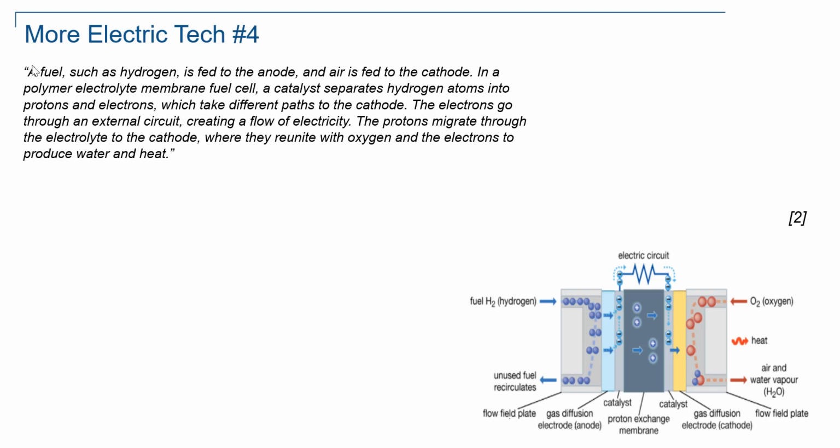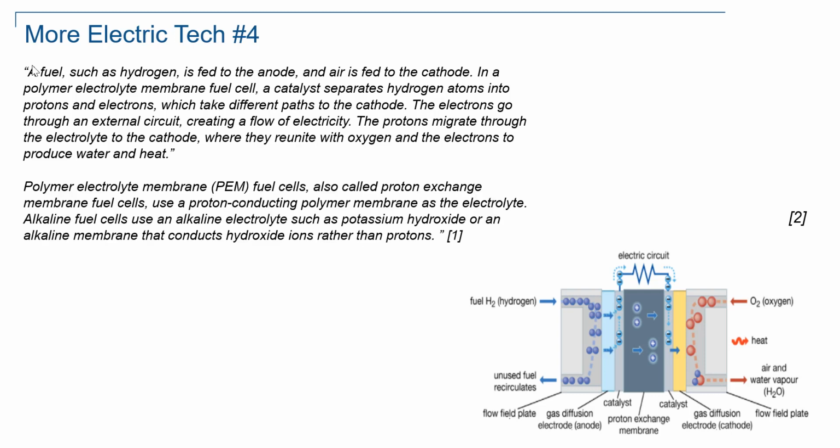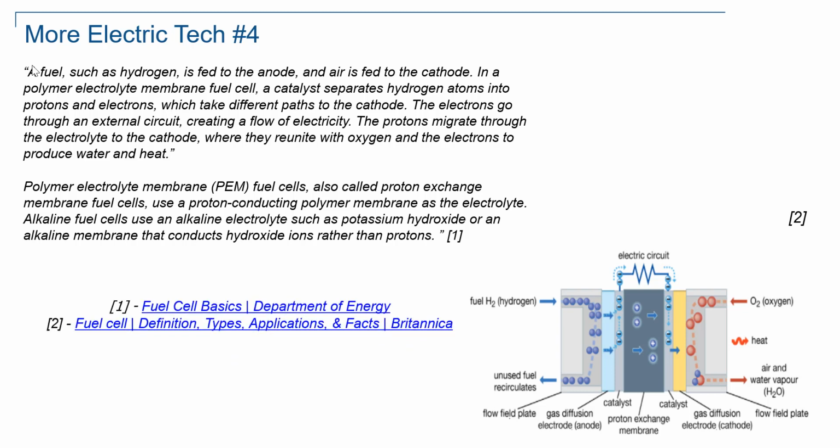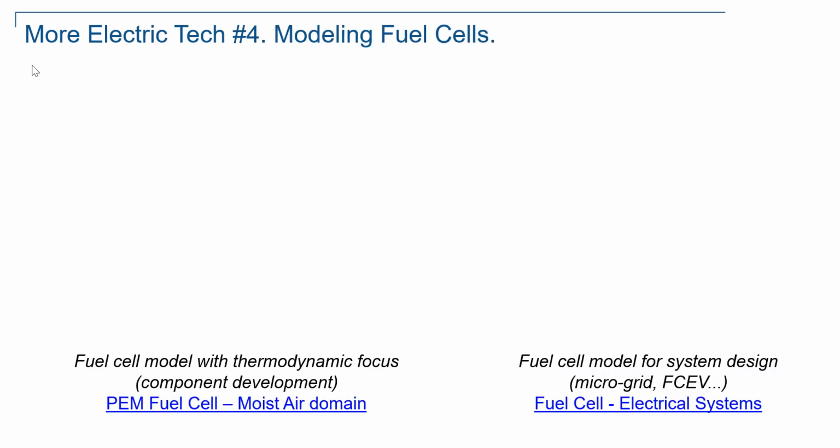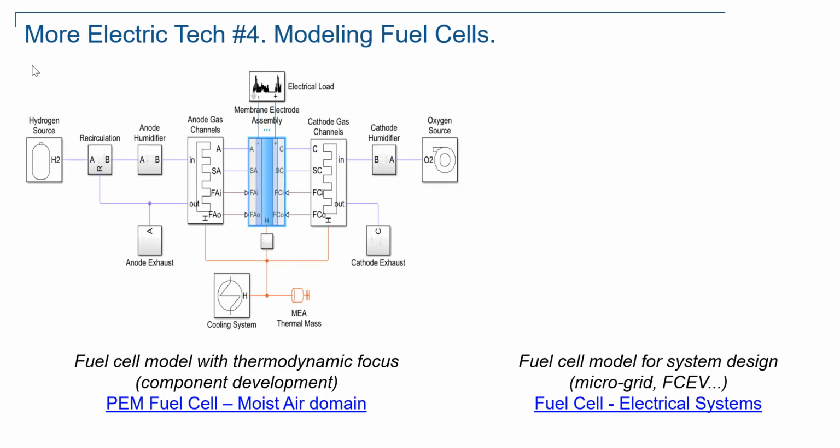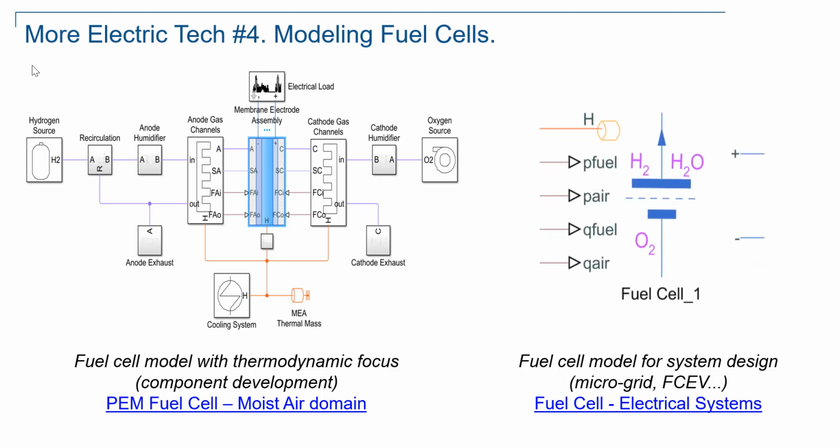Fuel cells take in hydrogen on the anode of an electrical circuit and air on the cathode. As a result, water, heat, and more importantly, electricity are produced. Fuel cells can be modeled with thermodynamic focus, multi-species gas, for example, or as a linear energy converter for microgrid development. The latter is the one we'll use in this session.